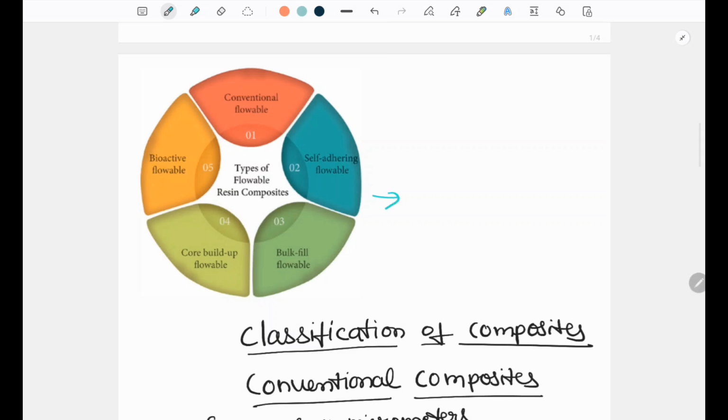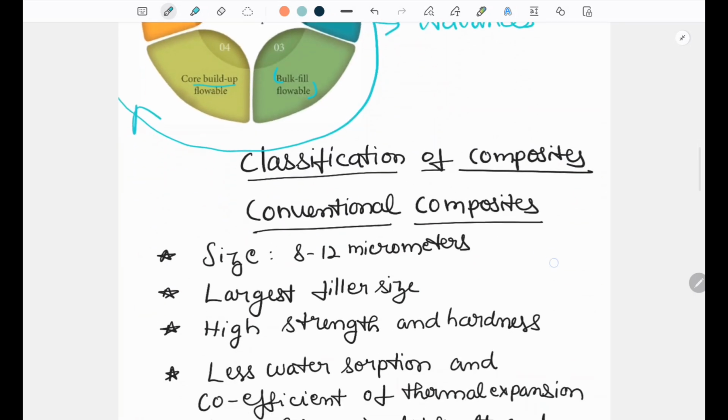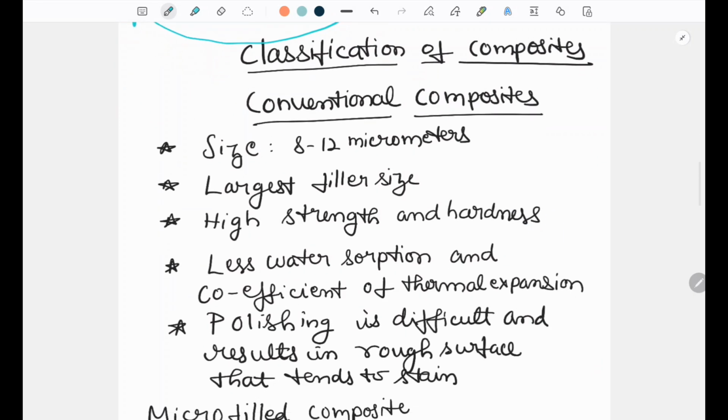So this comes in advancements. Flowable resin composites, in which we have conventional flowable, self-adhering flowable, bulk fill flowable, core build-up flowable and bioactive flowable. In this order the trend goes up, that is, it's becoming more modern. So let's get to the points, that is the classification of composites.